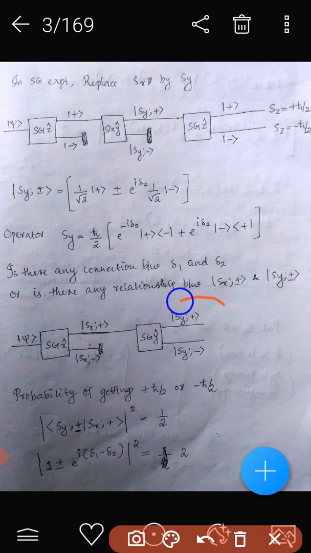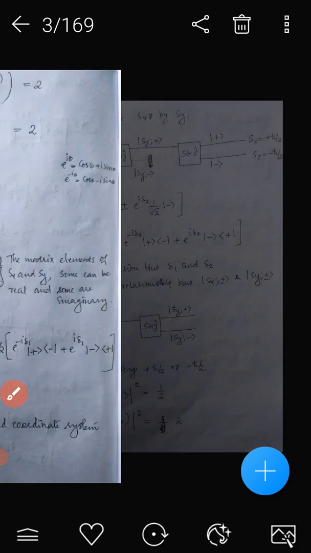So here the final states are Sy plus and Sy minus. So we can write it as Sy plus or minus, and the initial state is Sx plus, and taking the modulus and square, the probability is 1 by 2. Now we can substitute the values of Sy plus or minus and Sx plus. In the previous class we constructed the Sx plus, and we can substitute the values here. So we will get 1 plus or minus e to the power i delta 1 minus delta 2, the whole square, is equal to 2.